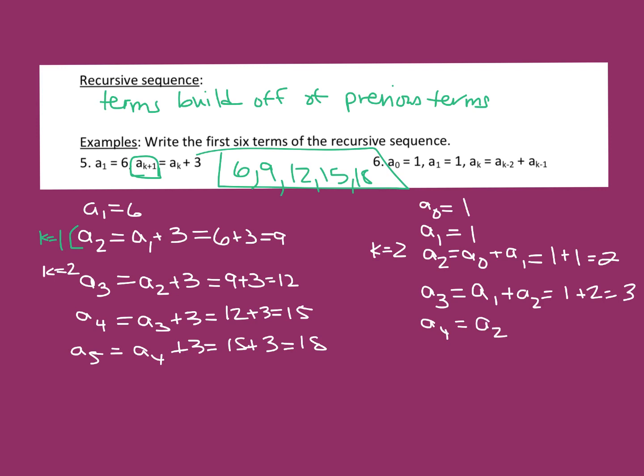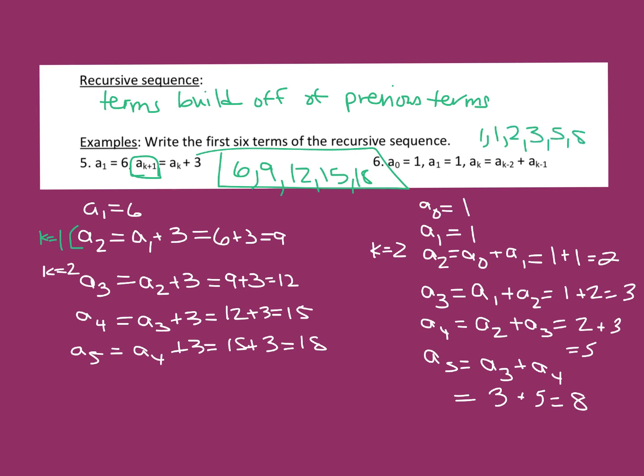So then I get A sub 2 plus A sub 3. A sub 2 is 2. A sub 3 is 3. So my A sub 4 is 5. I'm going to do one more term. These are the first 6 terms. A sub 5 is actually the 6th term. I know it's weird. So for my last one, I end up getting A sub 3, which is 3, plus 5 is equal to 8. So my overall sequence is 1, 1, 2, 3, 5, 8.